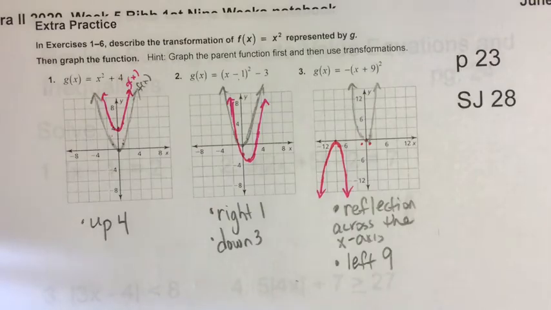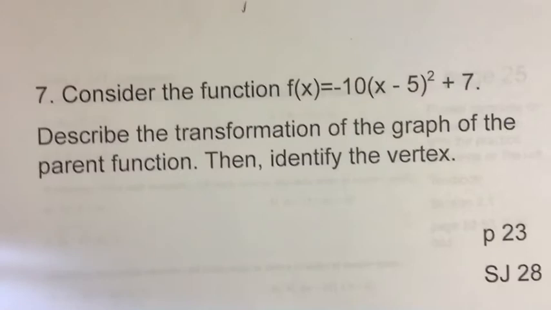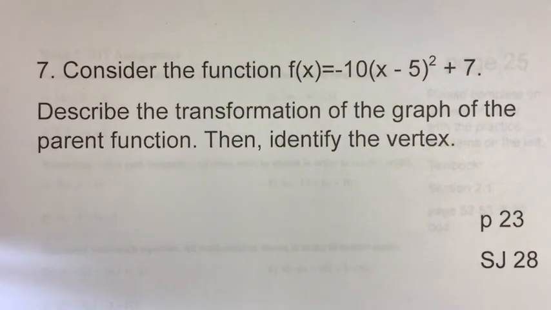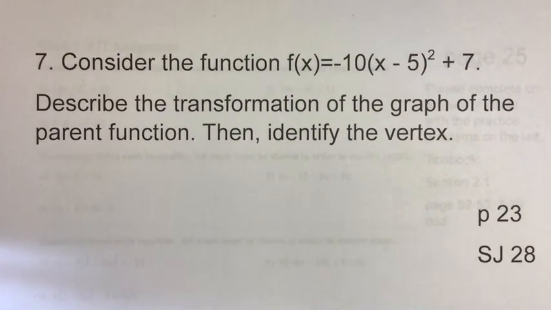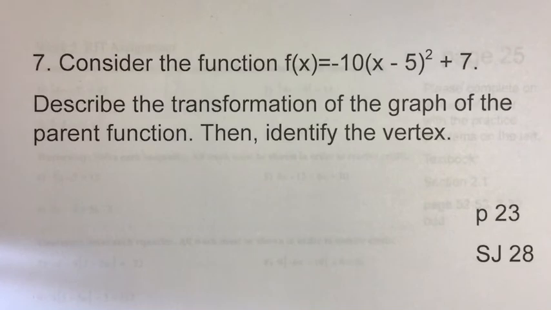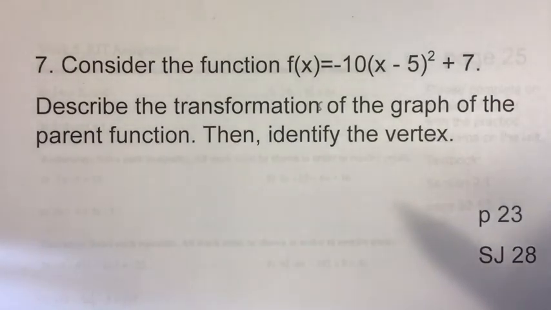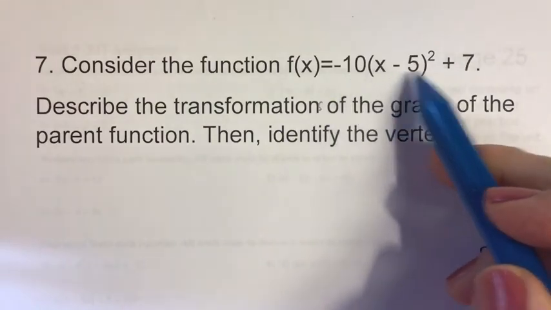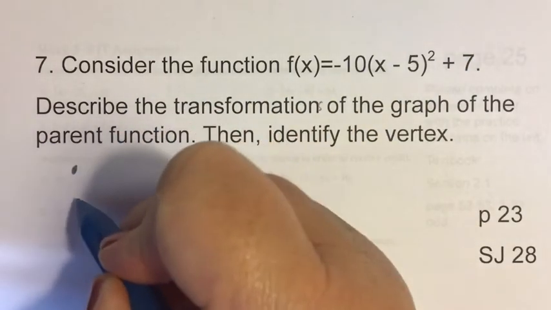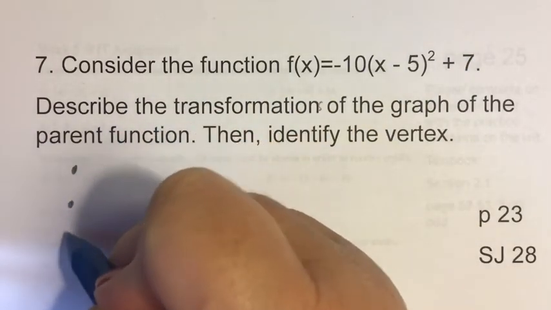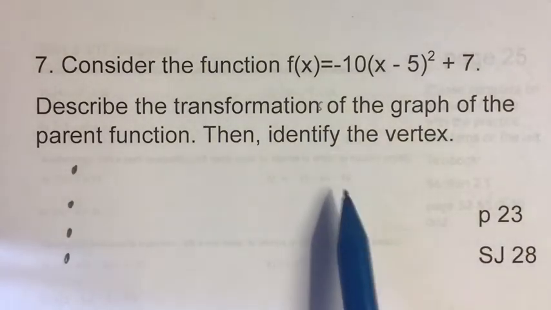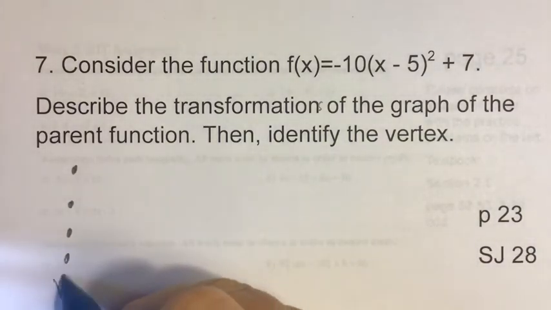Number 7 is our next question. I'd like for you to pause the video and answer this question. It says, consider the function f of x equals negative 10 times the quantity x minus 5 squared plus 7. It says to describe the transformations. There are 1, 2, 3, 4 transformations, so you should have 4 answers. And then it wants you to identify the vertex.